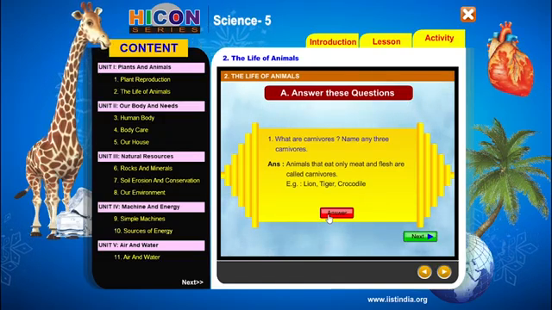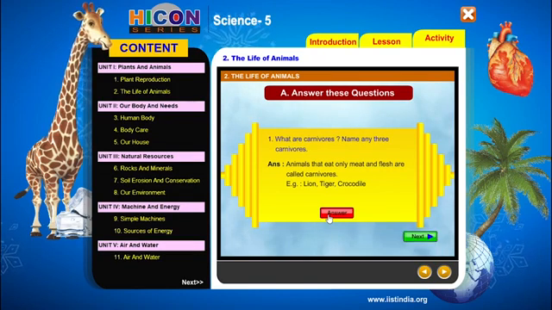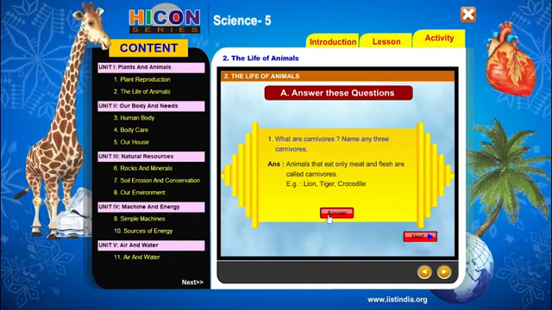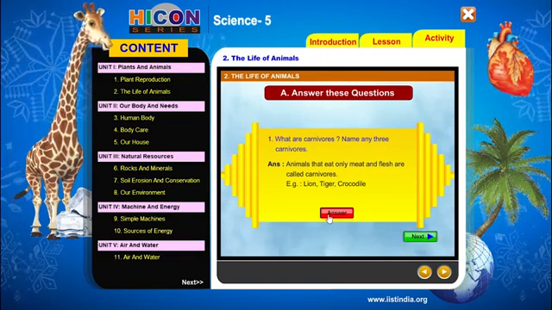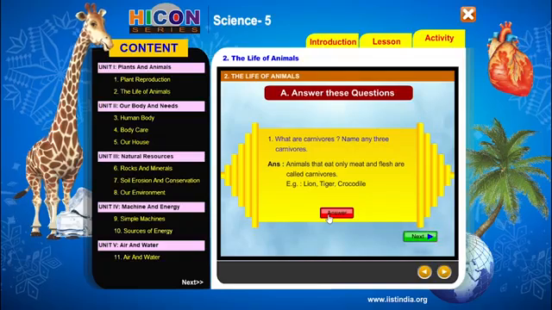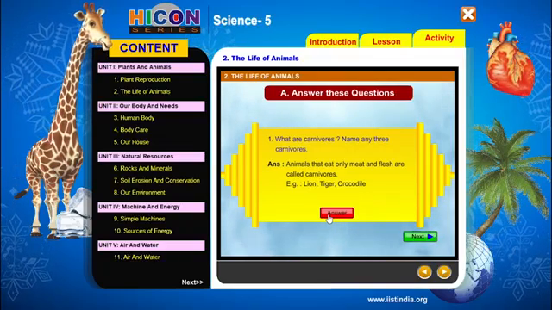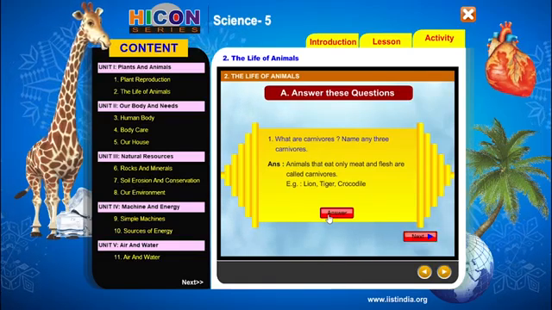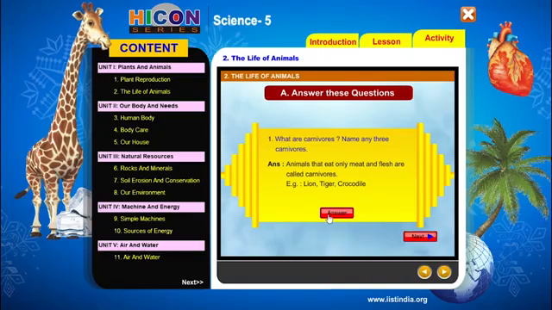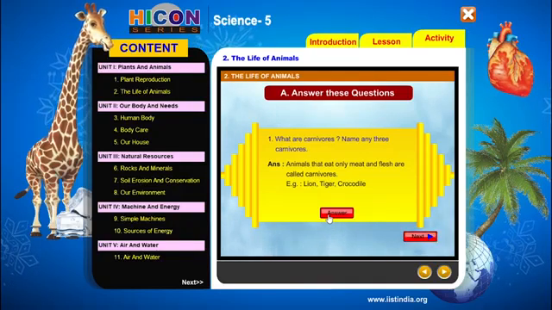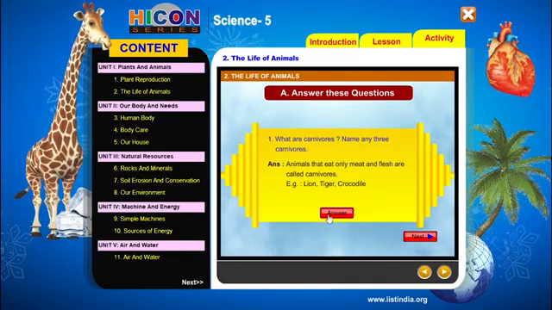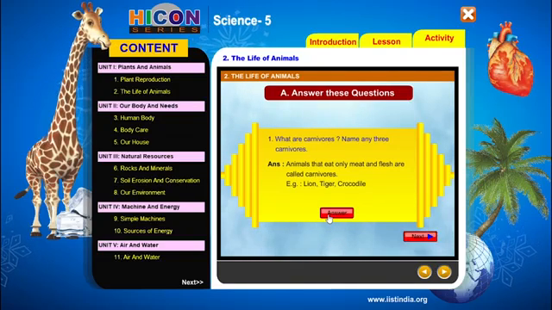Examples: lion, tiger, crocodile. Some more examples are also there for these carnivores. We have already discussed in the chapter many examples for the carnivores. Not only lion, tiger, crocodile, there are also cheetah, leopard, polar bear, and wolf, and these are the carnivores. Children, there are also carnivorous birds. Carnivorous birds means the birds which eat flesh of other animals. The examples for the carnivorous birds are vulture, eagle, hawk, kite, etc. So these are the carnivores.